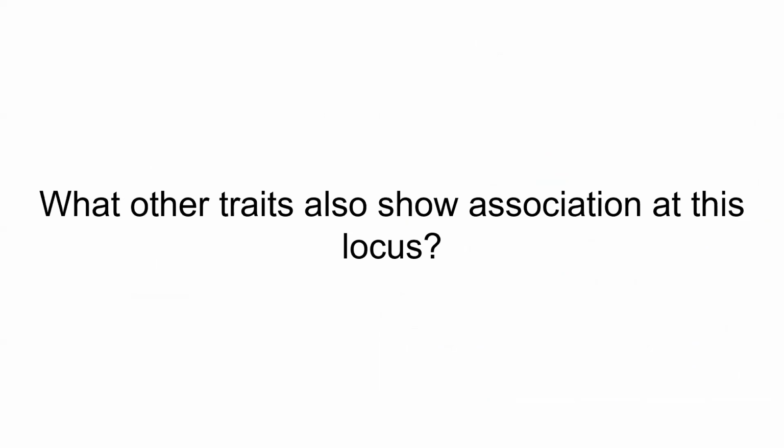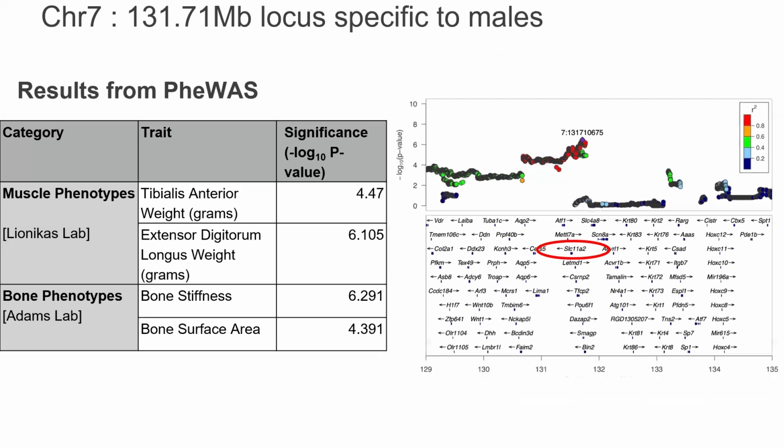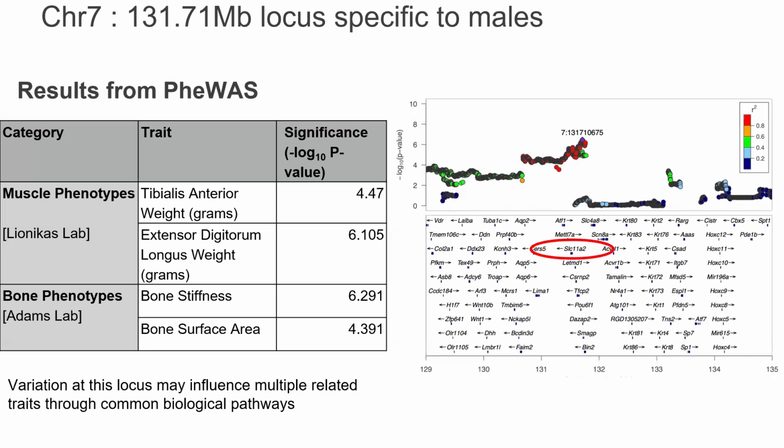We also wanted to perform PheWAS and see what other traits show association at this exact SNP. For this same SNP, there were different muscle phenotypes and also bone phenotypes which were significantly associated. This probably means that there's something about this locus that is influencing these different physiological traits, possibly through shared biological mechanisms.